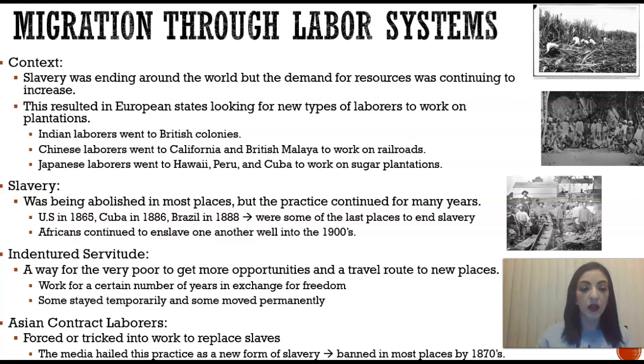For example, Asian contract laborers, a lot of them were forced or tricked to replace slaves. The media would get wind of this, and they would make a big deal about it because it's another form of slavery. They would sign these contracts, and they were usually, so let me just break it down really quickly. Indentured servitude, it's a limited amount of time. These Asian contract laborers, they were under contract forever, pretty much. And so this type of new form of slavery would be banned in most places by the 1870s.